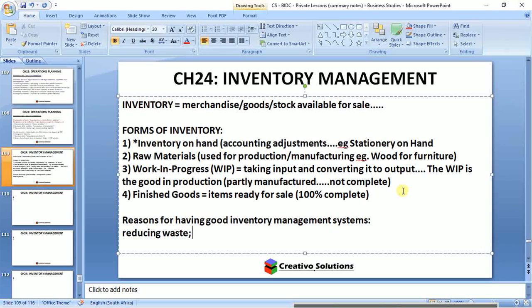The second bit, unforeseen changes in demand. A reason for having good inventory management systems is analyzing demand. So are we going to buy lots and lots of old cell phones? No. Would we want to stock a lot of these old cell phones? No. You would want to stock what people are demanding. So you would buy more of the newer phones rather than the older phones if you're selling cell phones.